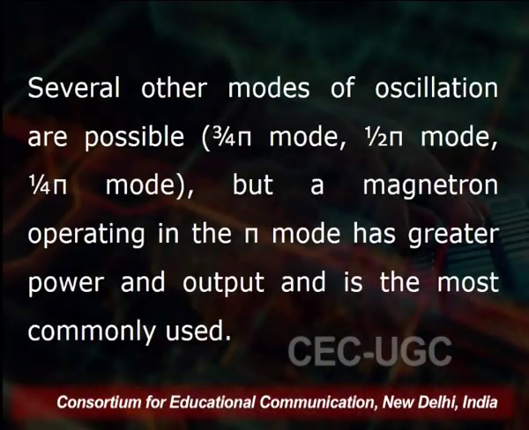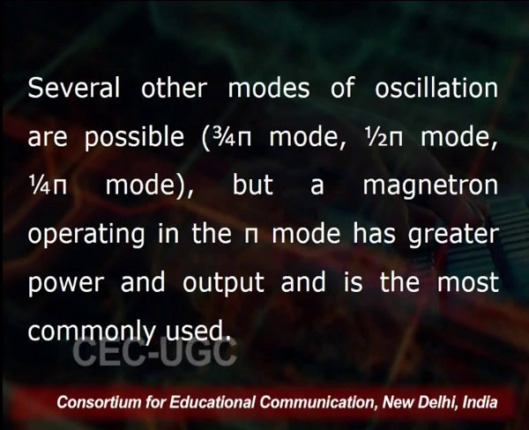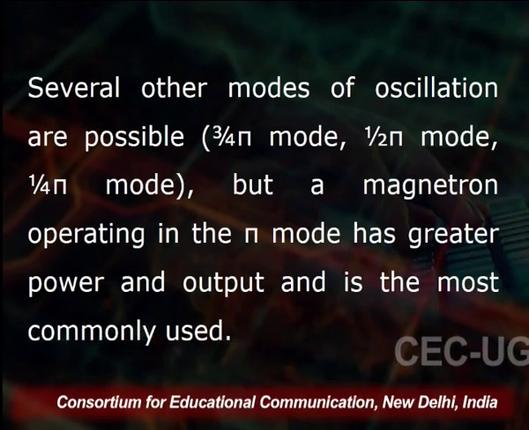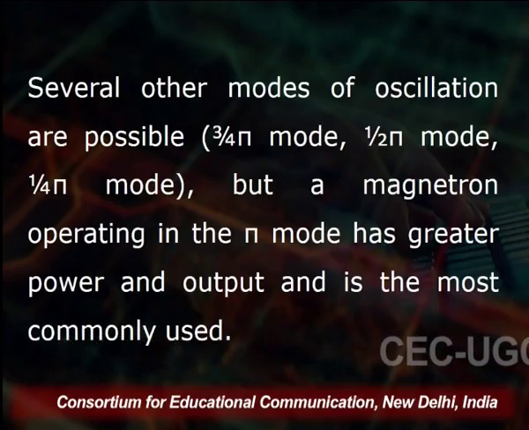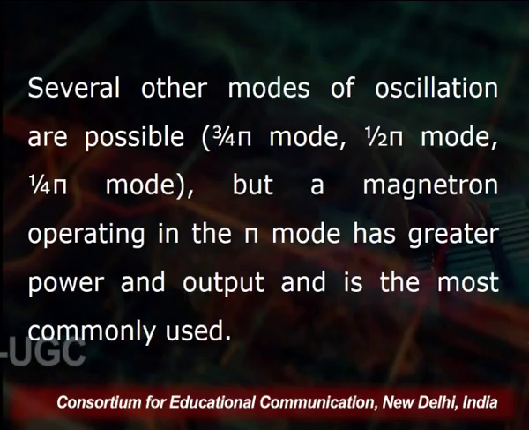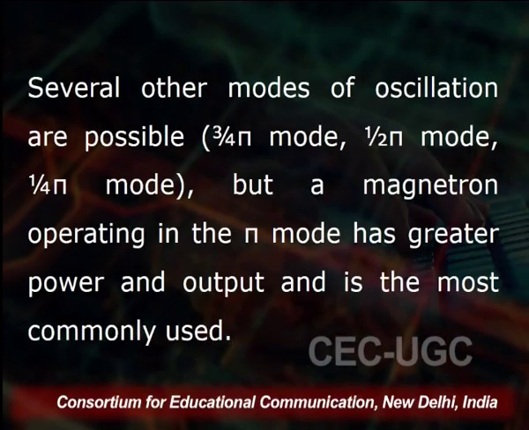Two of the four possible waveforms of the magnetron with 12 cavities we have shown in the previous diagram. Several other modes of oscillation are possible, as we have discussed in the previous figure: the 3 by 4 pi mode, and moreover 1 by 2 pi and 1 by 4 pi. But the magnetron operation in the pi mode has greater power and the output is the most commonly used.